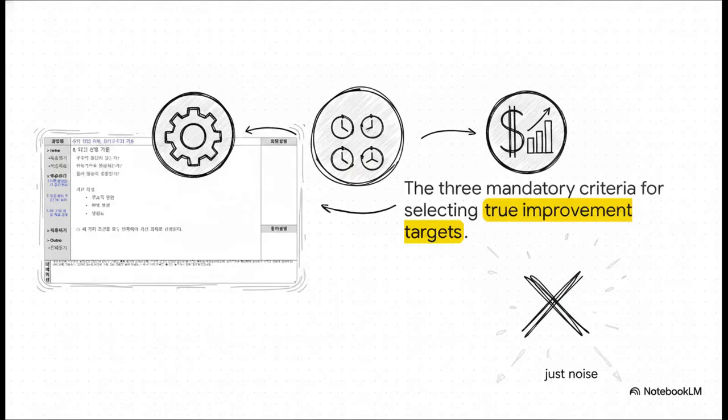No, they don't. To actually survive our analytical filter and become a true target, an issue has to hit 3 mandatory criteria. First, it needs a structural cause, not just some random one-off fluke. Second, it has to occur repeatedly over time. And third, it absolutely must have a substantial impact on actual costs. If a gap doesn't hit all 3 of these, it is just noise.